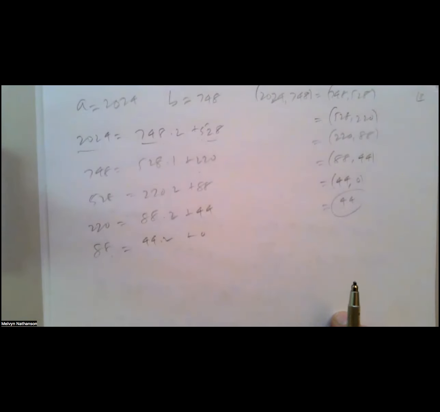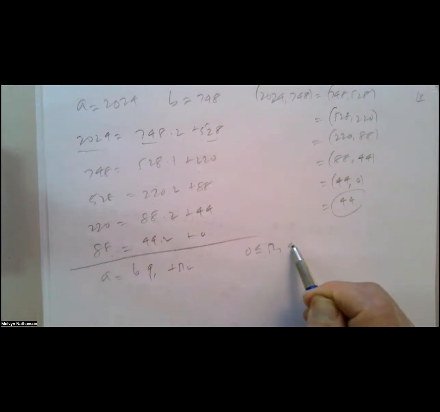So let me write down in general what's going on, what this means. Suppose I have two numbers, A and B. I take A, I divide it by B, I get a quotient and a remainder I'll call R2. R2 is greater than or equal to zero and less than B. Then I take B, I divide it by R2, I get a quotient Q2 and a remainder R3. And R3, this remainder, is less than R2 and greater than or equal to zero.